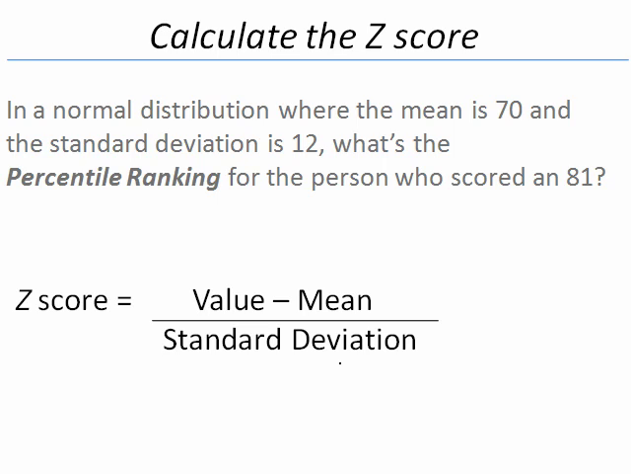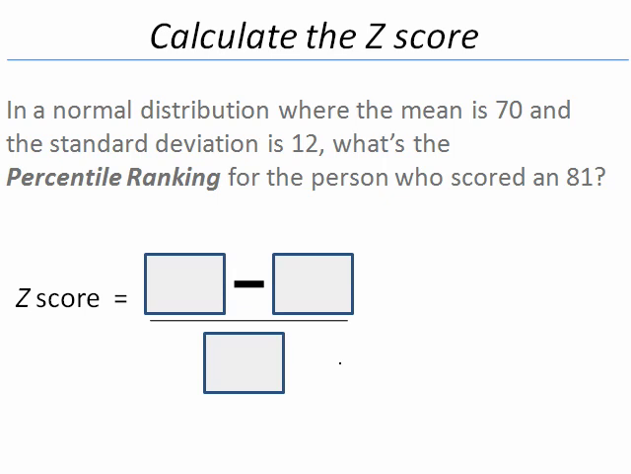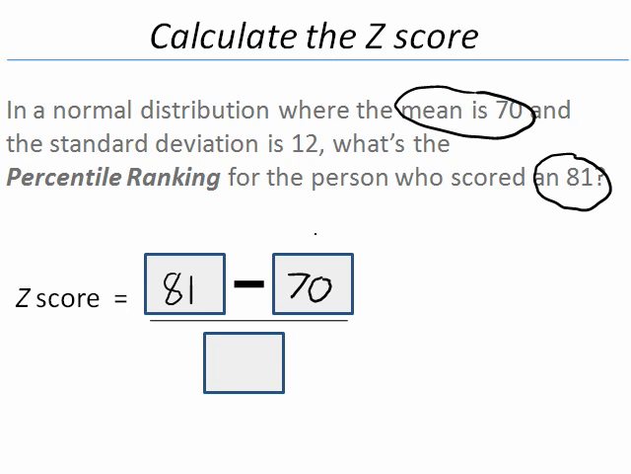Our next step is to calculate the z-score for the 81. The formula for the z-score is value minus the mean divided by the standard deviation. For this particular problem, what value is going to go here in the top left box? It's going to be 81. Now what's going to go over here in our top right box? That's going to be the mean, which is 70. And what's going to go in the bottom box? That will be the standard deviation, which is 12.